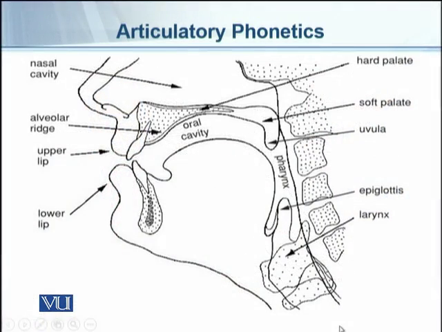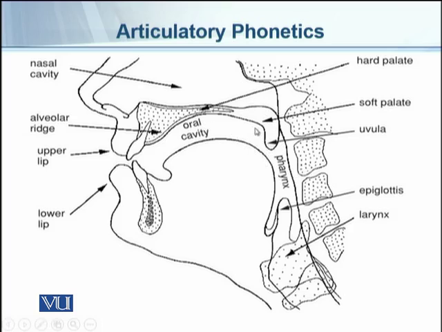So the air coming from the lungs travels into the trachea and the larynx. At the top of the trachea we have the larynx, in which there are vocal folds. Vocal folds are very important for making human speech sounds. From the vocal folds, the air gets out into the pharynx cavity. The pharynx cavity is a resonance chamber, very important. And from the pharynx, it comes into the oral cavity or goes into the nasal cavity.